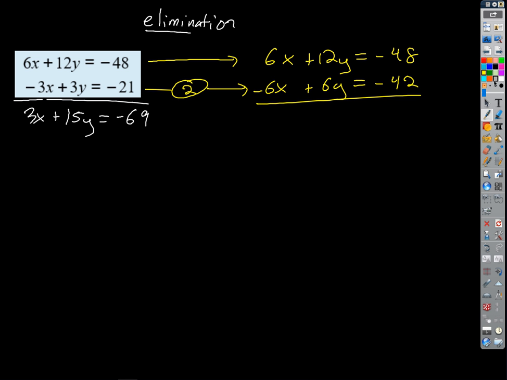If I add those up, now this is good. Look, the x's are eliminated. They cancel, right? So we end up then with just, what's the sum of this column? 18. Good. Equals negative 90. I can isolate y by dividing both sides through by 18, right? So what do I get then? What's negative 90 divided by positive 18? Negative 5.